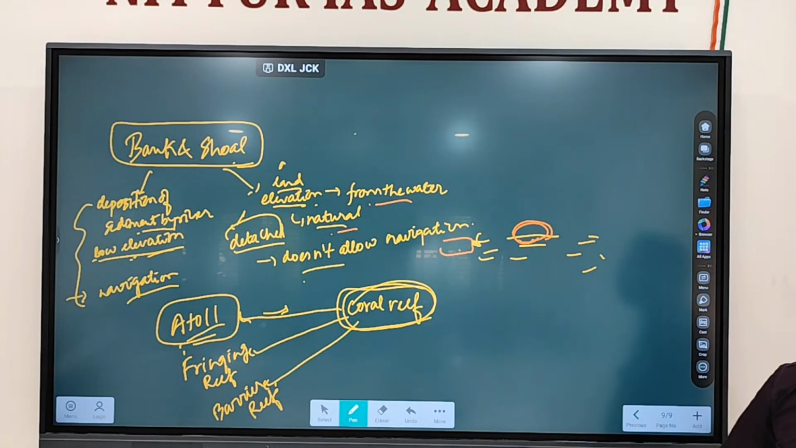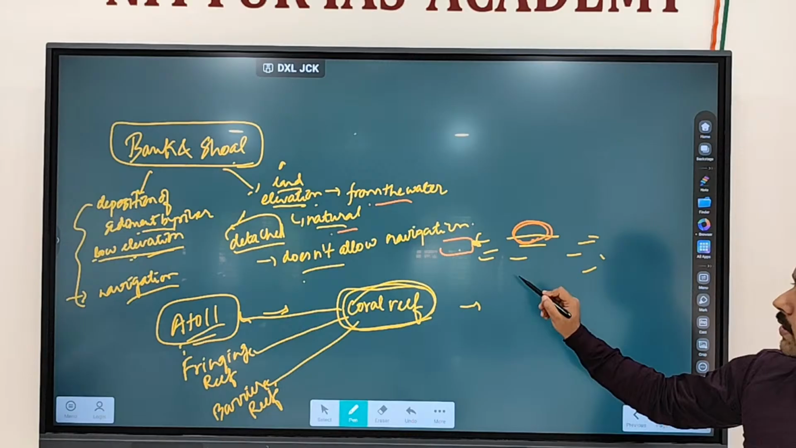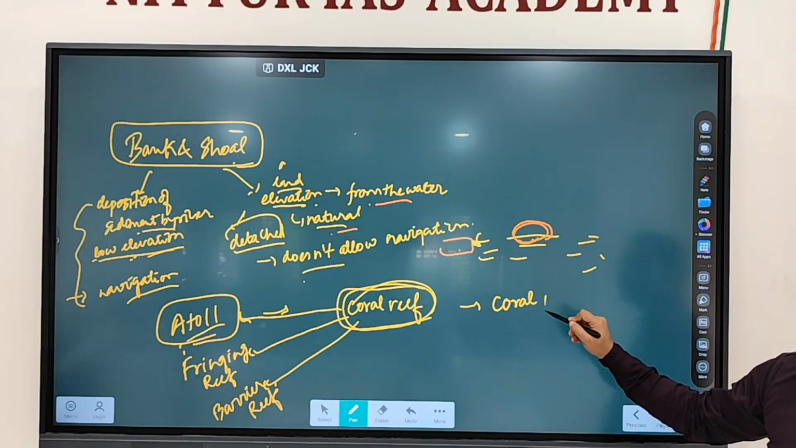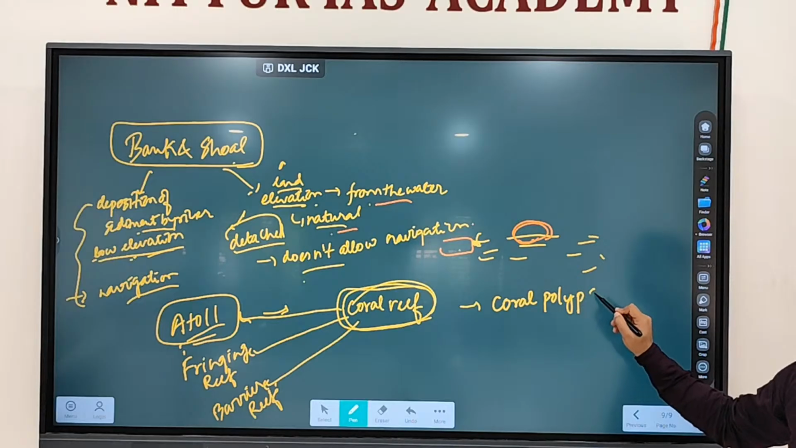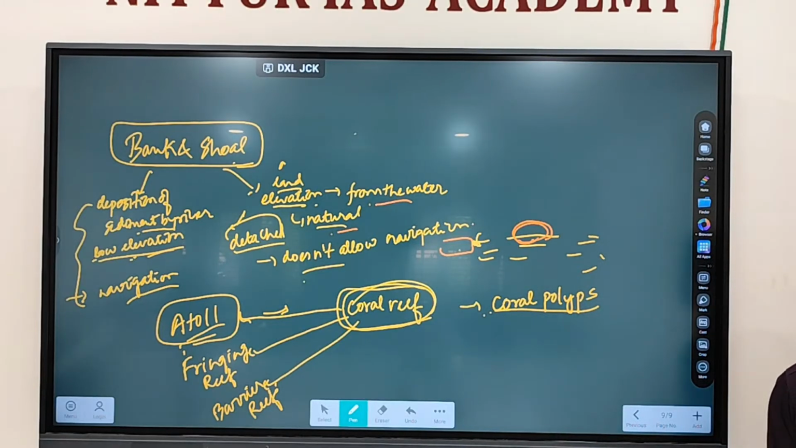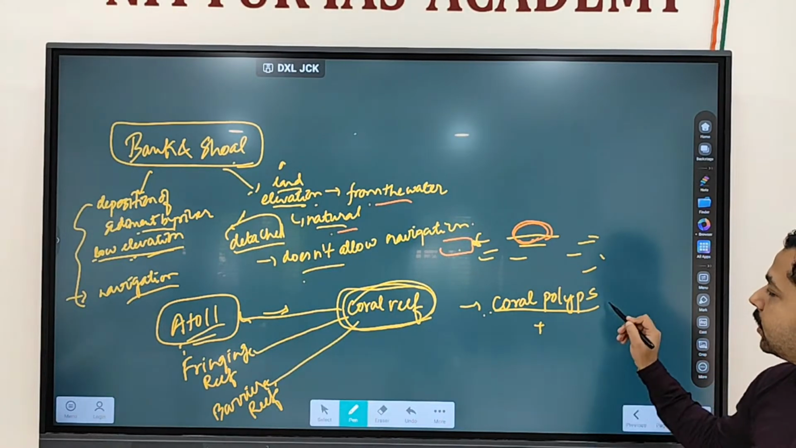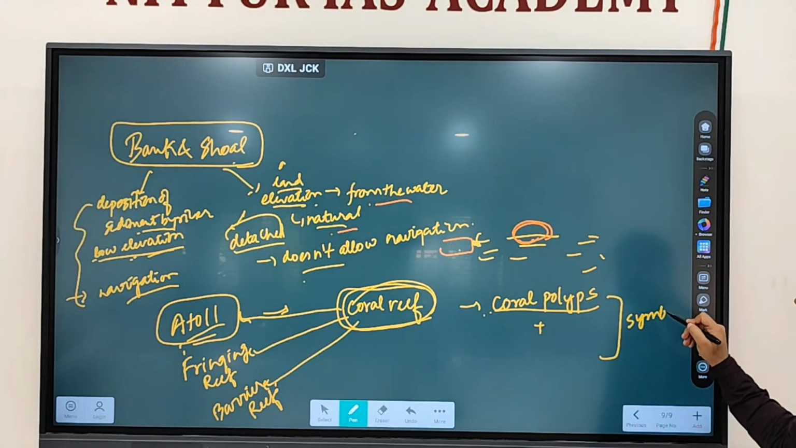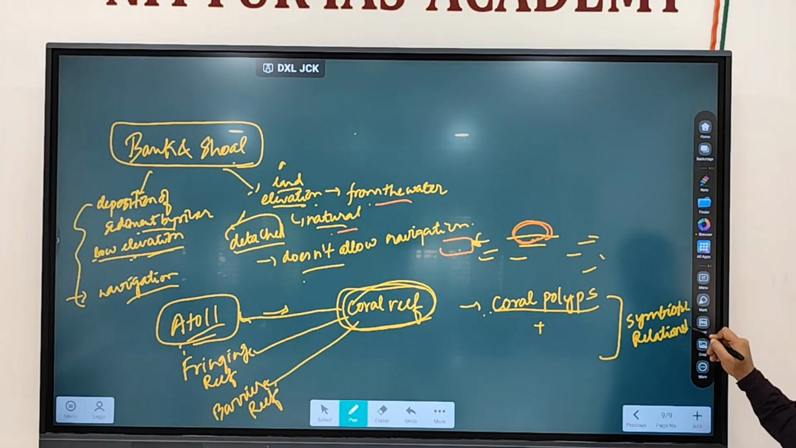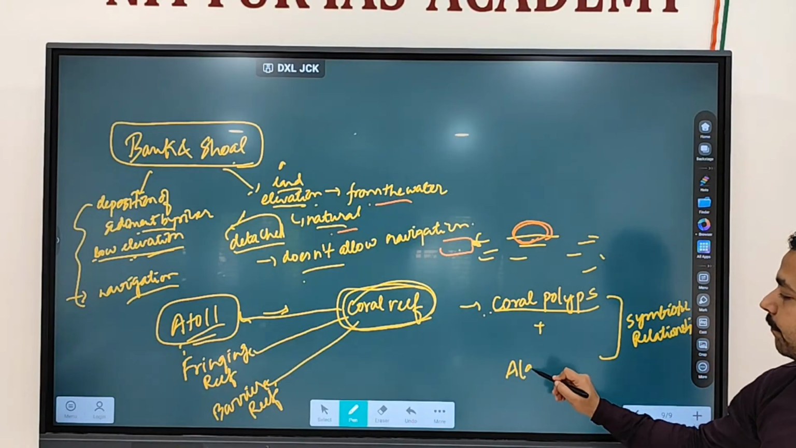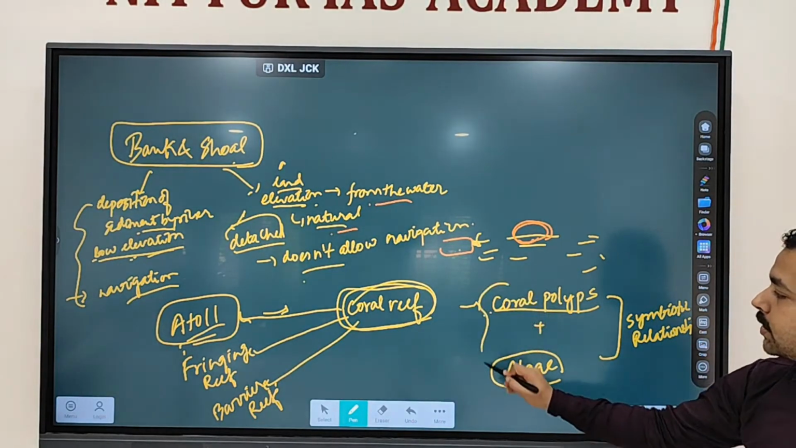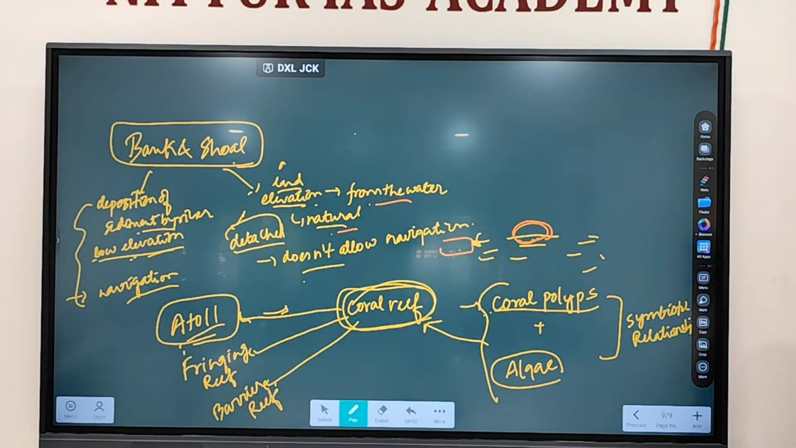Fine. So what are coral reefs basically? In the oceans, there is an organism found which is called coral polyps. When these coral polyps exist in a symbiotic relationship with whom? With algae, then this combination is referred to as what? This combination is referred to as coral reefs.